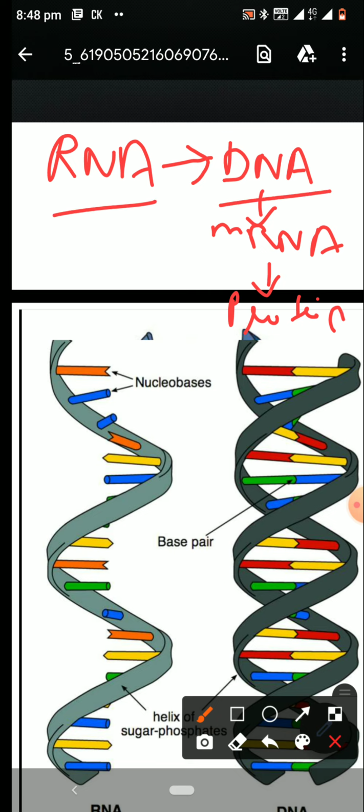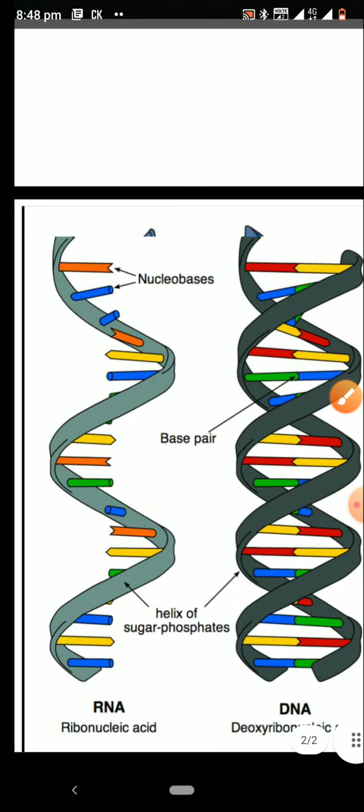This is the initial step, and this is known as reverse transcription. So in those species in which the RNA acts as genetic material, this genetic information is carried out through reverse transcription. So that's all about today's topic.